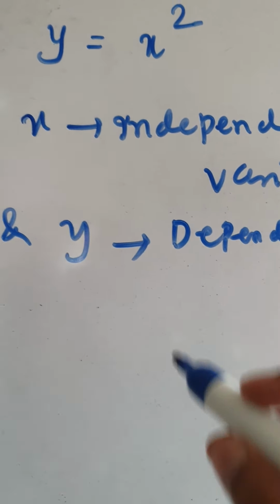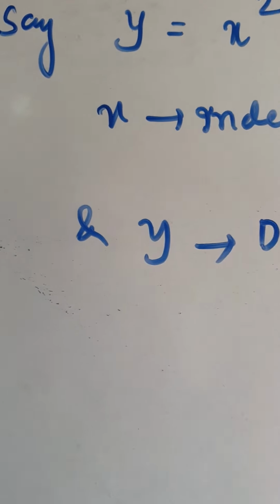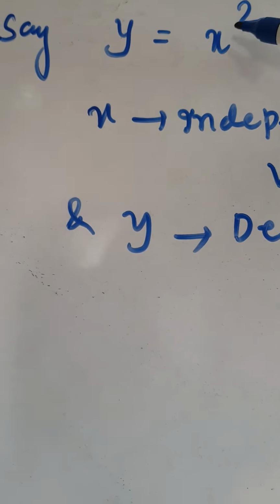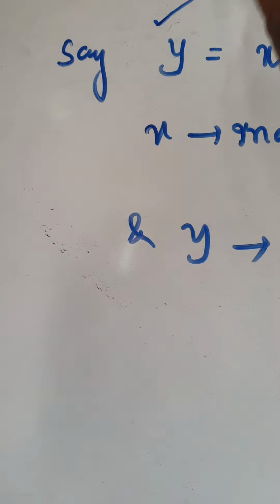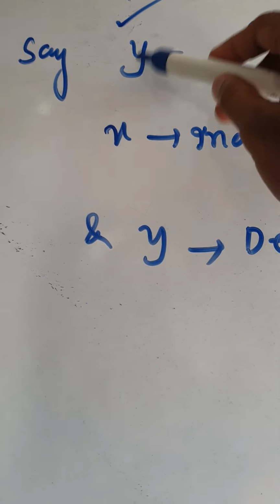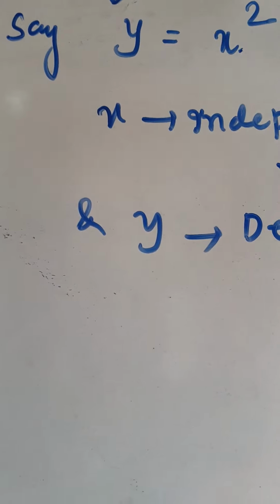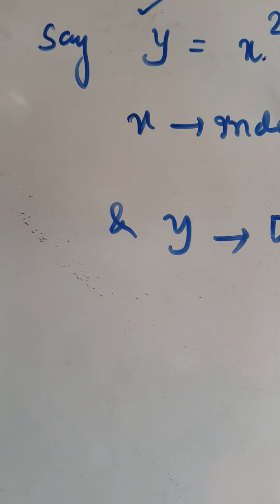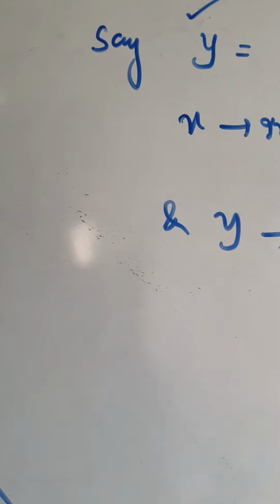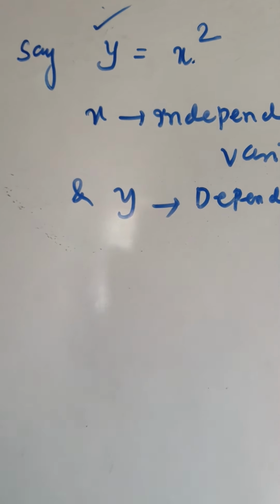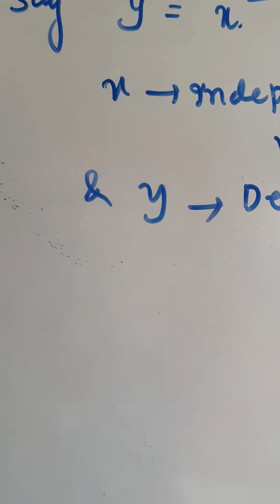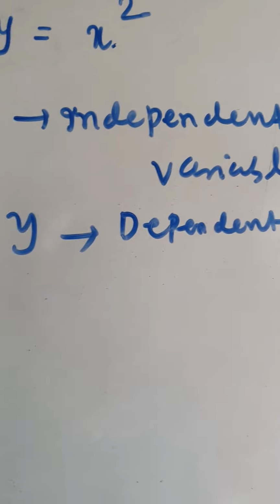Because here y depends on x. Suppose you put x is equal to 1, you will get y is equal to 1. x is equal to 2, square, y is equal to 4. x is equal to 3, square, y is equal to 9. x is equal to 4, square, y is equal to 16. By changing x, you get y. Therefore y depends on x. y is the dependent variable, x is the independent variable.